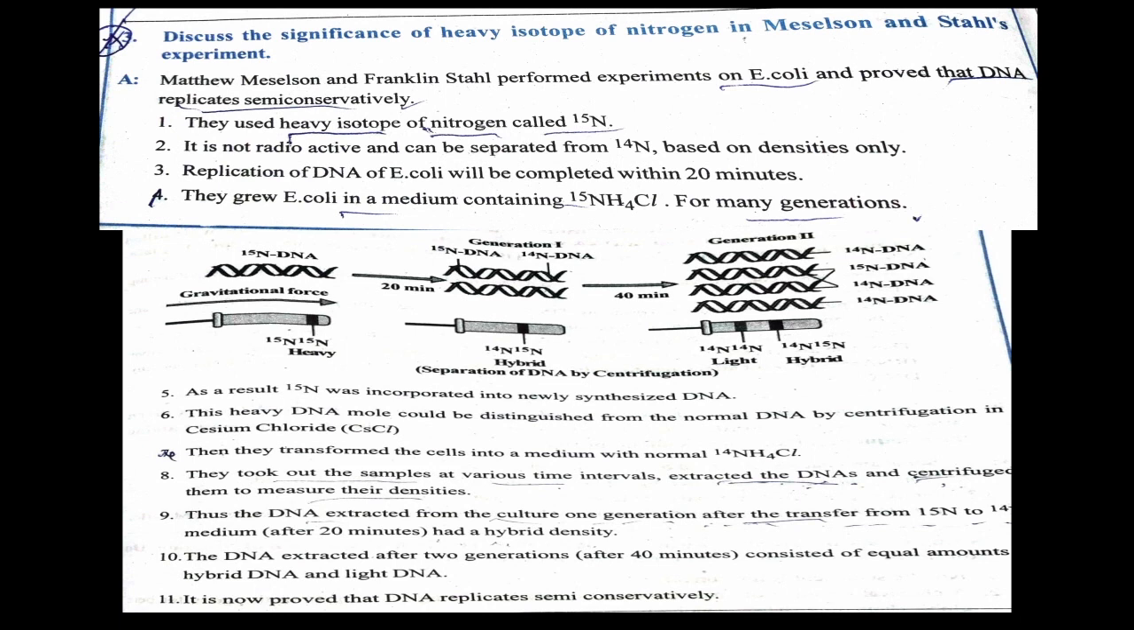So the next question is: discuss the significance of the heavy isotope of nitrogen in the Meselson and Stahl experiment.